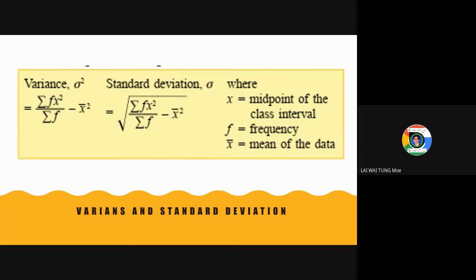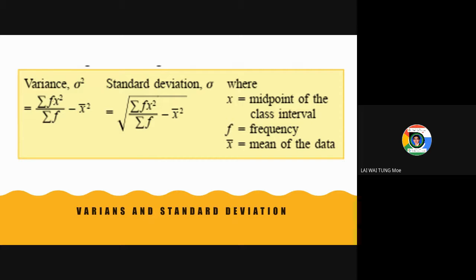Okay, so the next measure of dispersion you need to learn is how to find the variance and also the standard deviation. This formula is actually the same thing as you learned in Form 4. Just that this time, the data that you study is grouped data. In Form 4, it was ungrouped data. So that's just the difference between the data, but the formula is still the same.